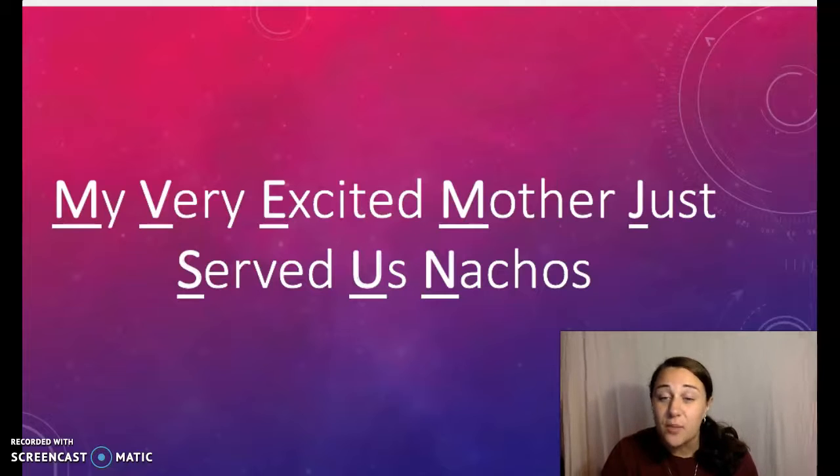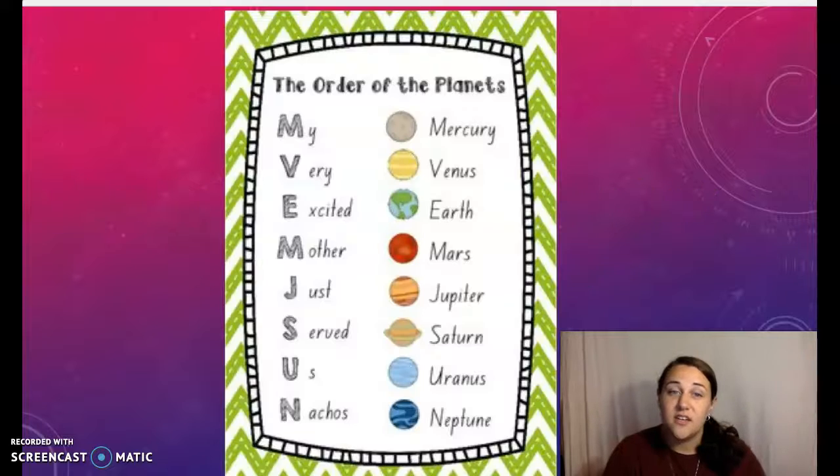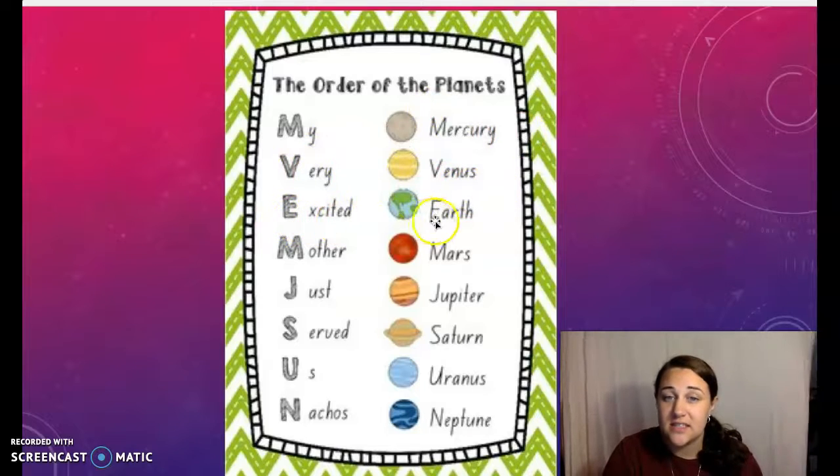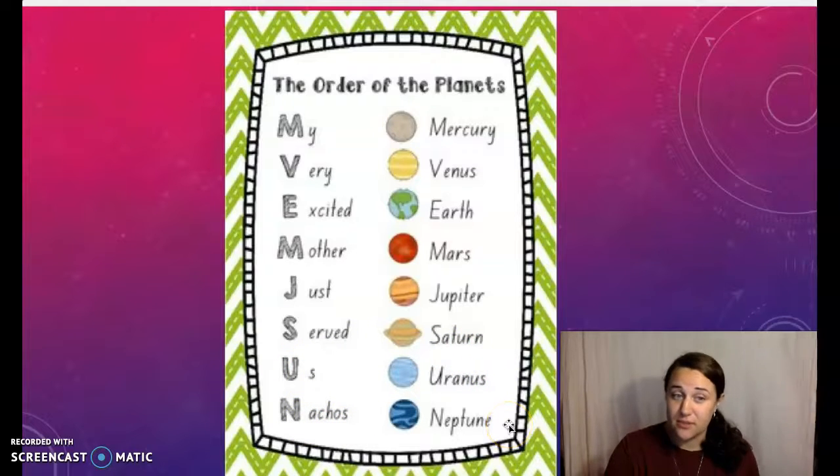This is a saying to help you remember. My very excited mother just served us nachos. If you look, the M stands for Mercury, the first planet. V for very stands for Venus. E, excited, stands for Earth. M, mother, stands for Mars. J, just, stands for Jupiter. S, served, stands for Saturn. U, us, stands for Uranus. And N, nachos, stands for Neptune.